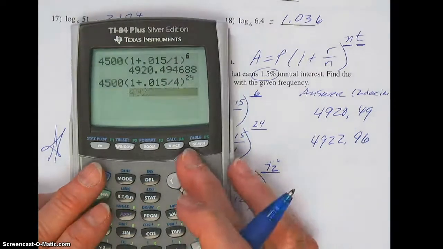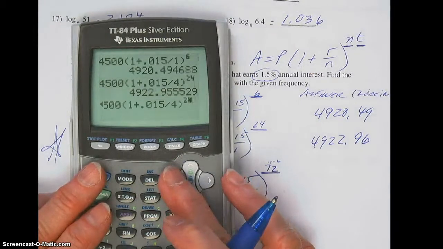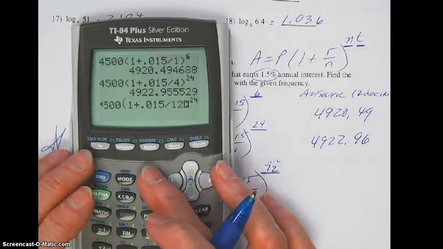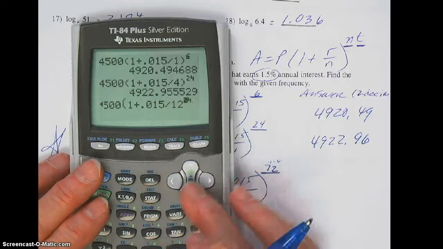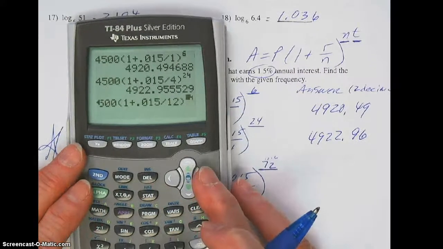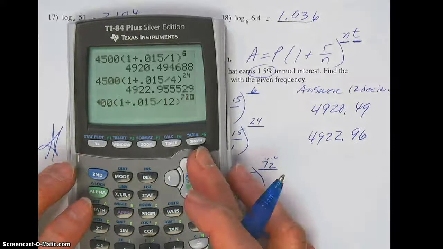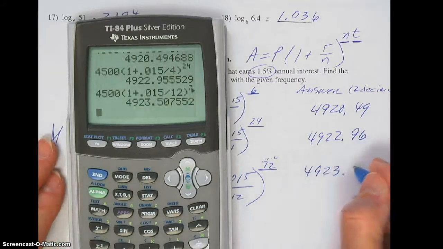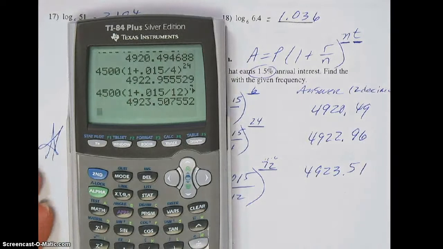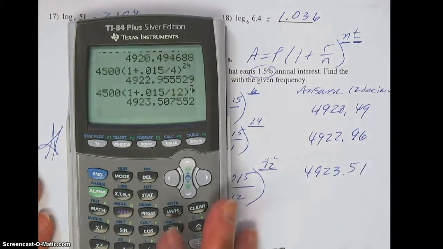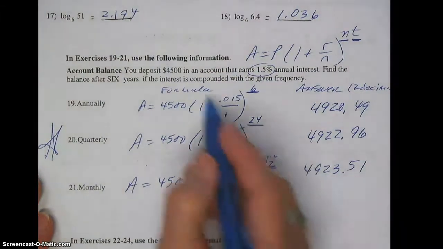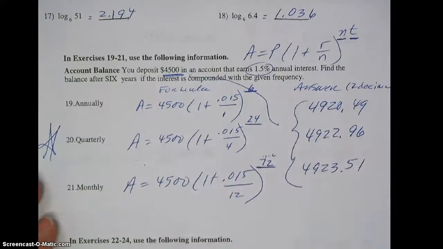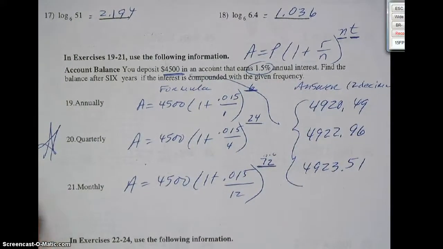And then the last thing with monthly, this would become a 12, and we would raise this to the 72nd power. So you're not going to get a lot more, but you should get a little bit more. And again, that should still be in the ballpark range of, if you start with 4,500, we should get more than that, but not some crazy number like millions.